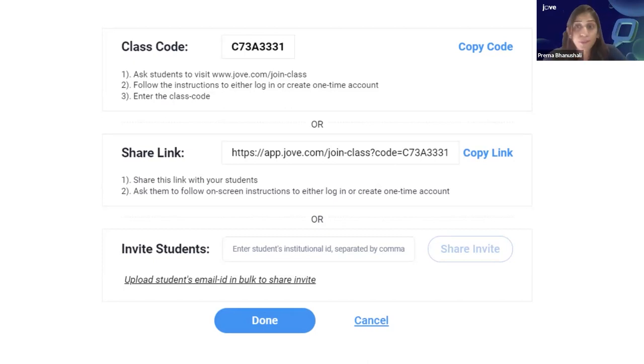Or if you already have your student list ready, you can just upload it right here and you can share the invite with them. They will each individually receive an invite.